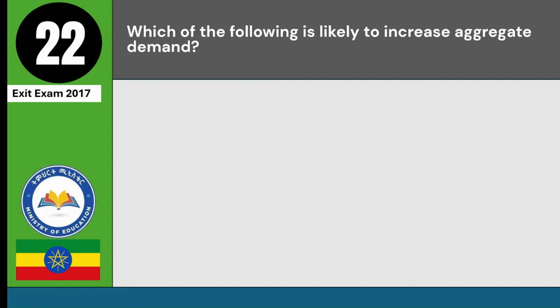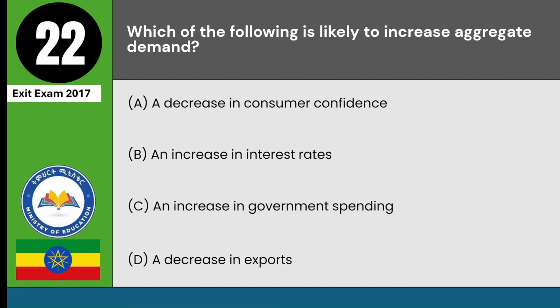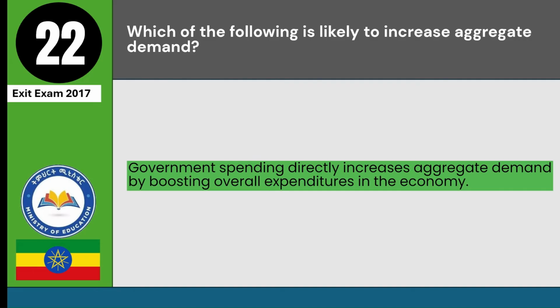Which of the following is likely to increase aggregate demand? A. A decrease in consumer confidence. B. An increase in interest rates. C. An increase in government spending. D. A decrease in exports. Answer: C. Government spending directly increases aggregate demand by boosting overall expenditures in the economy.